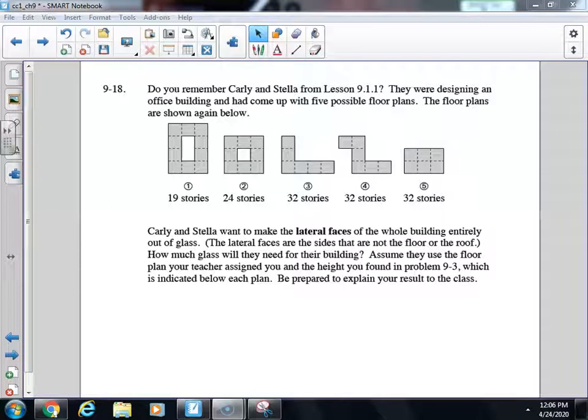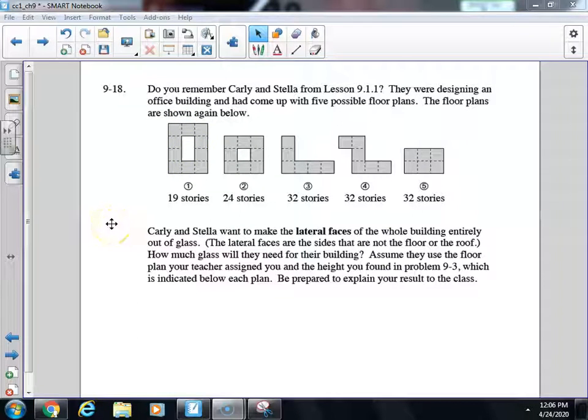So question 18 says, do you remember Carly and Stella from lesson 9.1.1? If not, you can always go back and refer to it. They were designing an office building and had come up with 5 different possible floor plans. The floor plans are shown again below. Carly and Stella want to make the lateral faces of the whole building entirely out of glass. It tells you here what a lateral face is: the sides that are not the floor or the roof. So pretty much the walls, the outside walls of your building and the interior walls of your building.